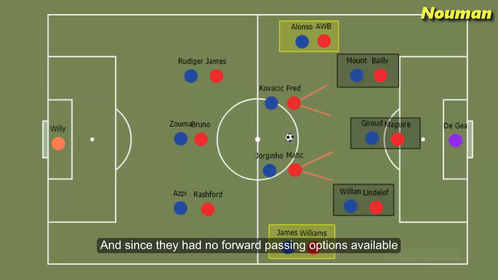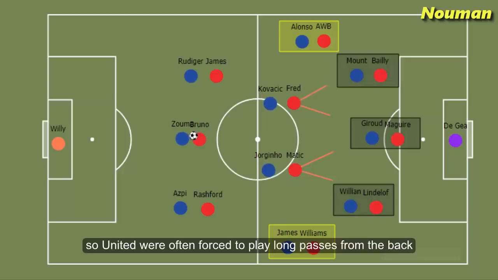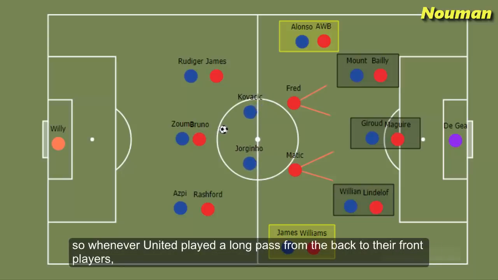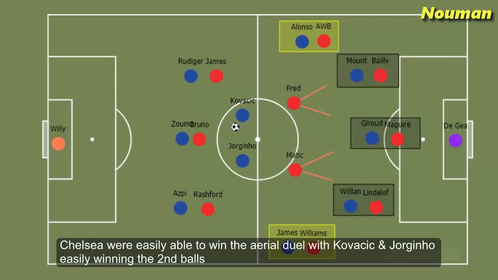And since they had no forward passing options available, Manchester United were often forced to play long passes from the back. But Chelsea had a clear aerial advantage against the Manchester United front three. So whenever Manchester United played a long pass from the back to their front players, Chelsea were easily able to win the aerial duel, with Kovacic and Jorginho easily winning the second balls.